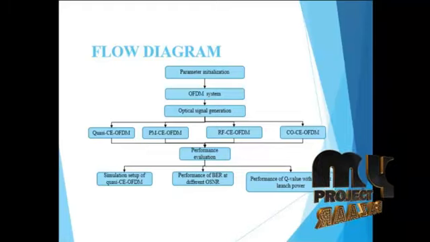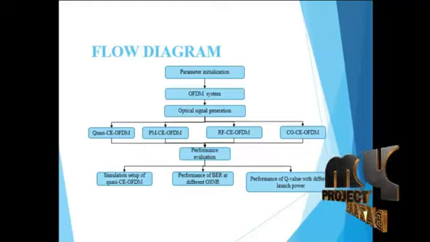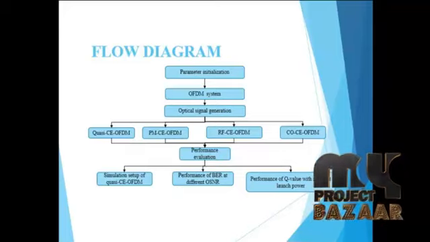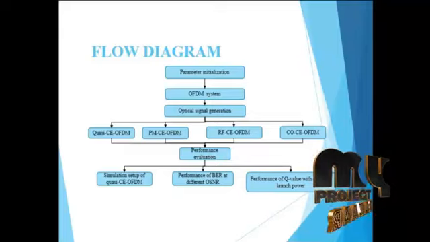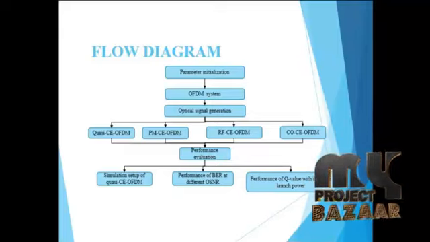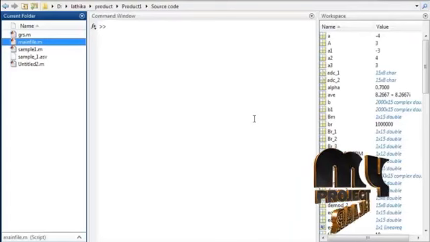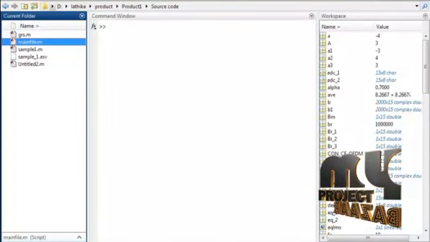Then the performance of Q value with different launch power. The launch power is given by using the optical signal and we are finding the Q value for all the different OFDM systems. Thus, it proves that the quasi-CE-OFDM has high spectrum efficiency. Now we are going to discuss the running process of this project.